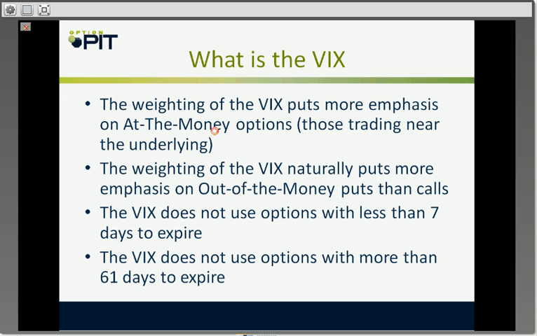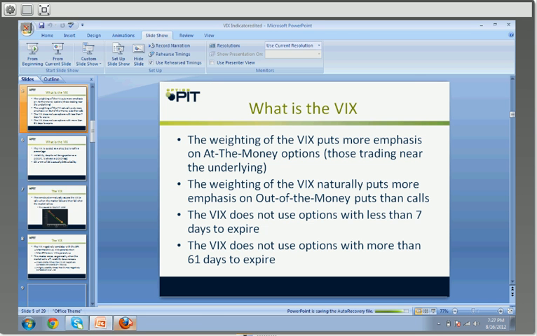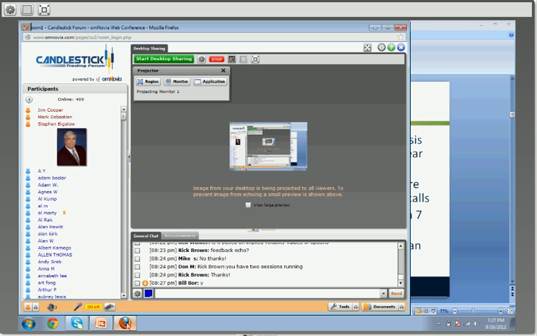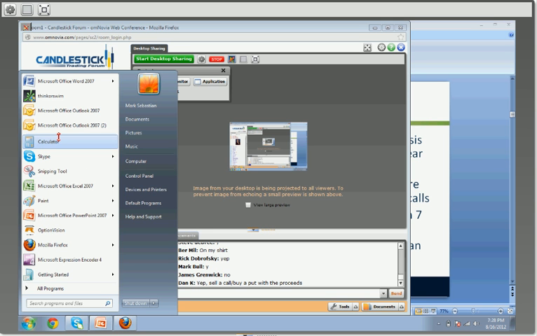Anybody here know what a collar is? A collar is when you buy an out-of-the-money put and sell an upside call. So the idea behind a collar, I'll show you what a collar might look like. Just real quickly. This will be quick.